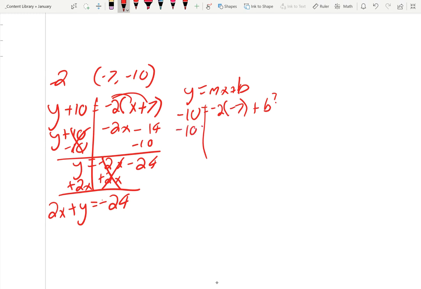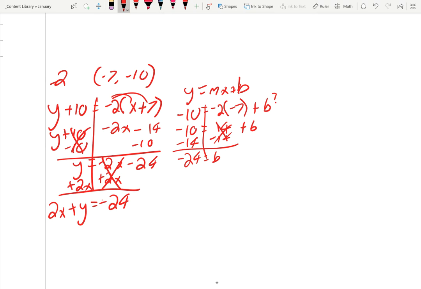So this ends up being -10 equal to -2 times -7. Now -2 times -7 is a positive 14. And again, just bringing that b down. Then subtract the 14 to get the b by itself, positive 14, which is why I'm subtracting it. And this ends up being -24 is equal to b.